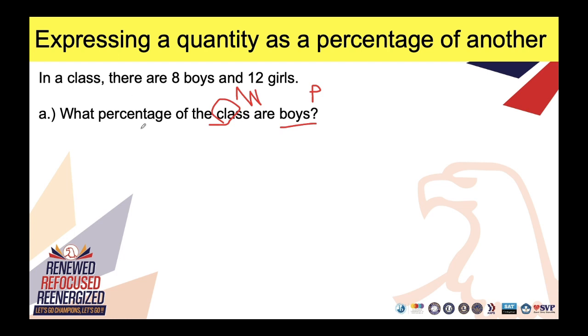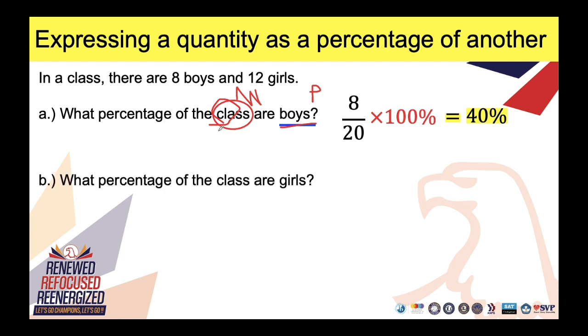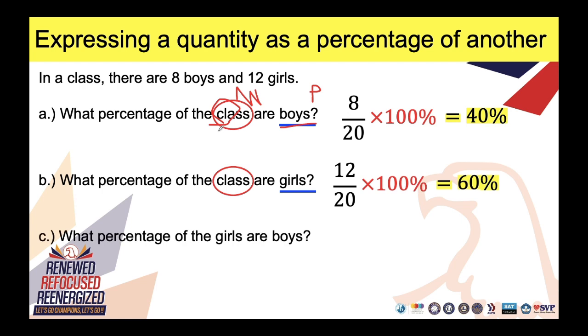So we're talking about the percentage of boys in the class. Okay? So class is the whole, therefore this must be 8 over 20, and converting it to a percentage gives us 40%. So this can be achieved using your calculator. Can you try to answer this, please? Pause this video and give your answer. This time we're talking about girls against the class being the whole, 12 over 20, because there are 12 girls, times 100%, that's 60%.